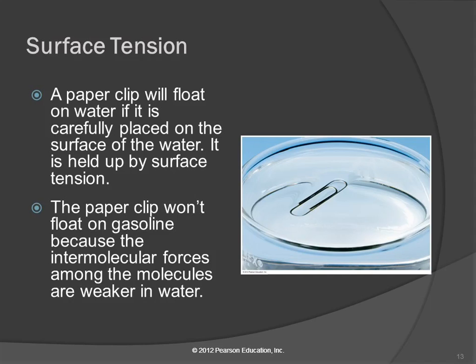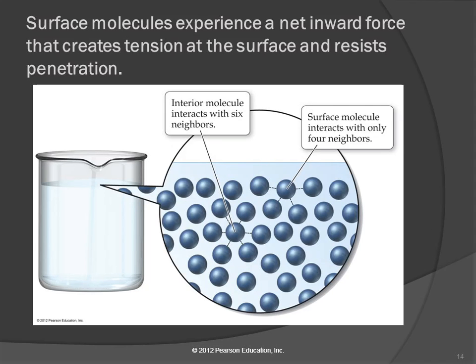Paper clips are made out of metal. Metal is more dense than water. It should sink, right? It should sink, but it doesn't. That's surface tension. So what's going on with that? Well, here's an illustration of water. Down here, we have interior molecules, and these are going to have forces of attraction with all of their neighbors.